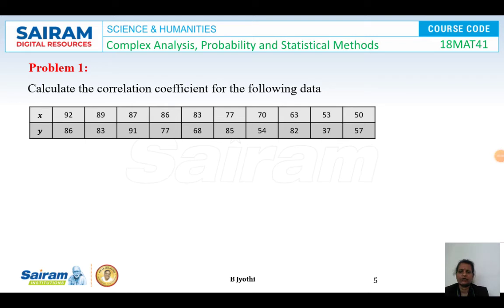So, let us see the problems. Calculate the coefficient of correlation for the following data. X is 92, 89, 87, 86, 83, 77, 70, 63, 53 and 50, and the y values corresponding to that are 86, 83, 91, 77, 68, 85, 54, 82, 37 and 57. These are the values corresponding to x and y, that is, two variables. We need to find how they are correlated, whether positively or negatively, and how strongly they are correlated.